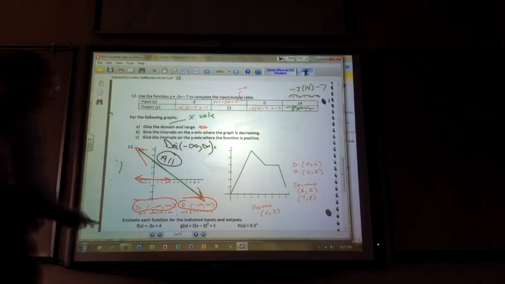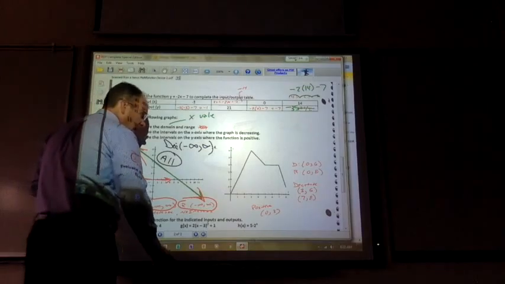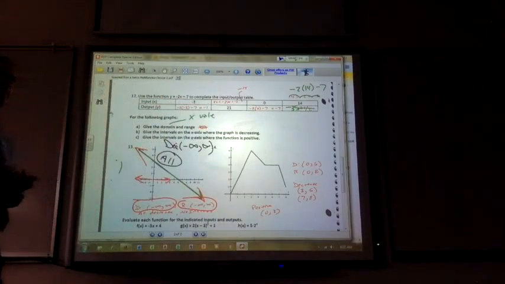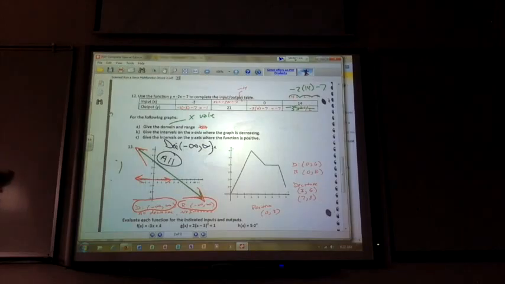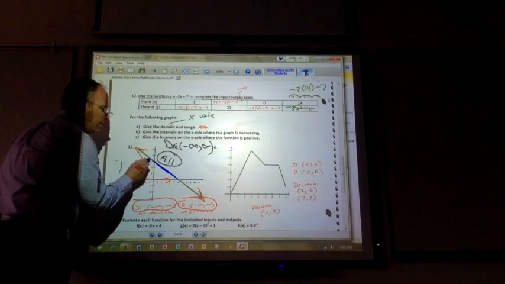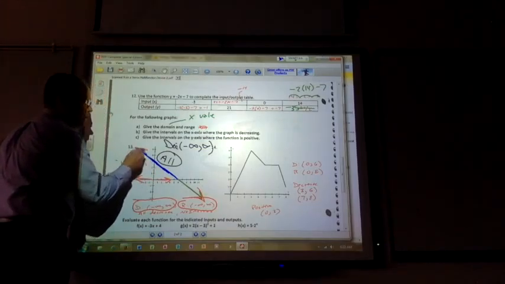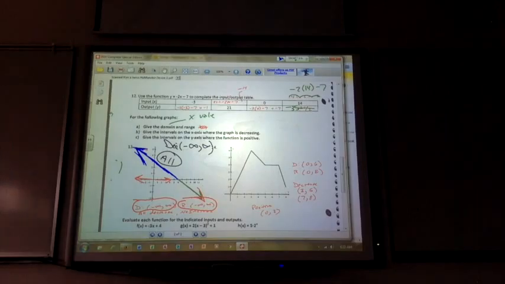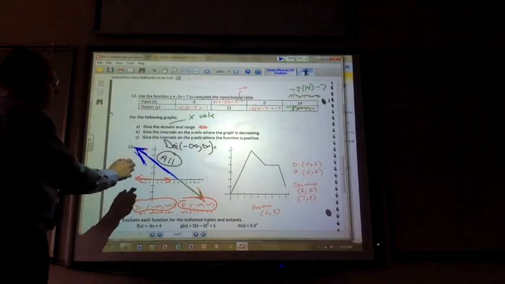Well, is positive increasing? I'm going to tell you right here, this portion right here, it's all positive. Why? What's it above? The x-axis. Wherever our graph is above the x-axis is where it is positive.